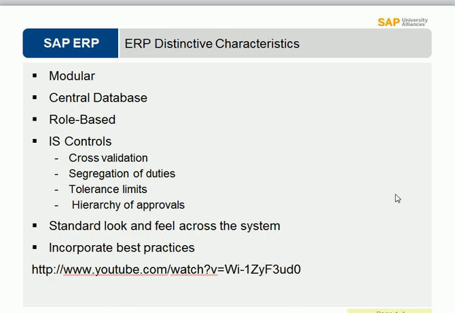A good thing about using one ERP system to support all business processes is that it has the same look and feel. So if you move from one department to another and all departments are using SAP, it's not hard for you to get used to the new functionality because you are already familiar with the system.